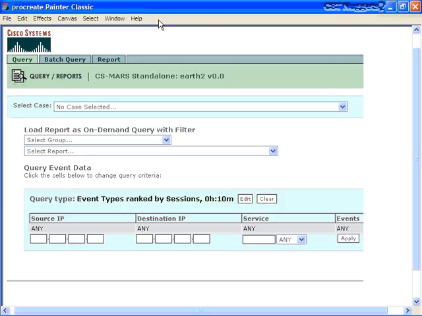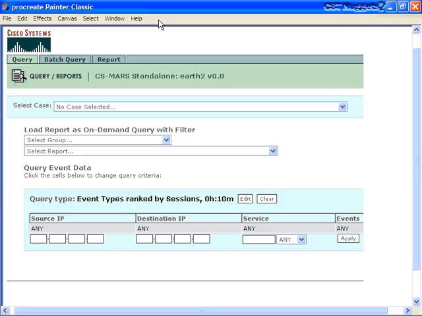MARS is the Cisco Security Monitoring, Analysis, and Response System, and it's really part of Cisco's Security Management Suite and its enforcement of the Cisco Self-Defending Network. It's an integrated solution that simplifies and automates the tasks associated with security management operations, configurations, monitoring, auditing, analysis, and response on an enterprise basis.